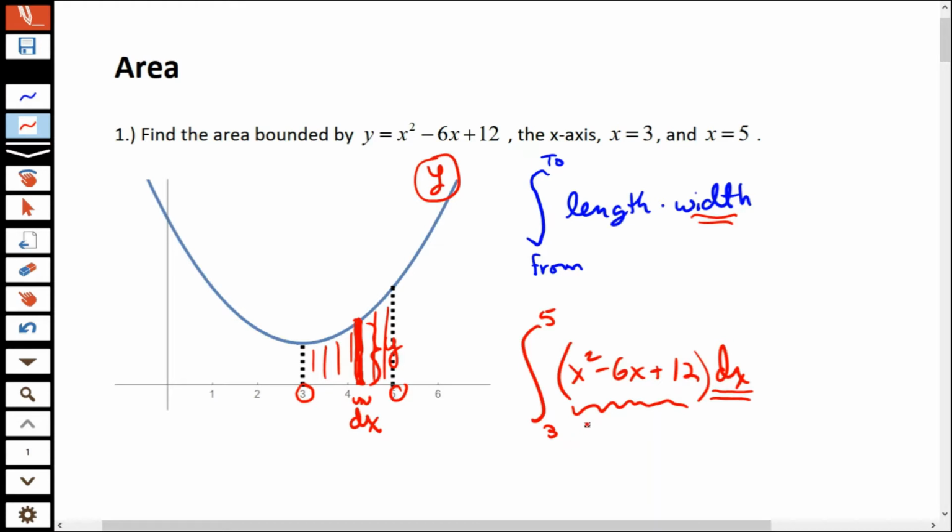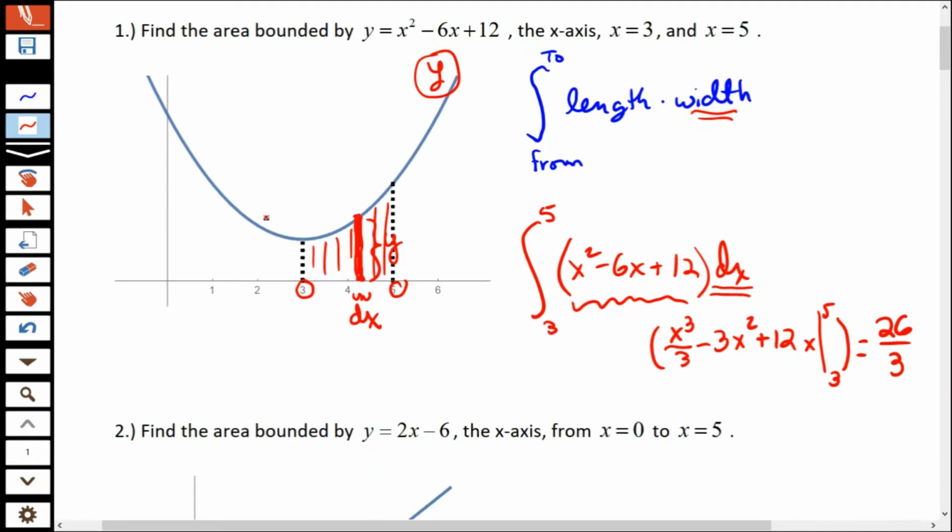This is a pretty easy integral to take. That's x cubed over 3 minus 3x squared plus 12x. You know to plug in the bounds 5 and 3 and subtract them. This is going to give you the answer 26 thirds. You can verify that on your own, or plug it into a calculator. Honestly, we were doing that last week, but I just wanted to hit it again.